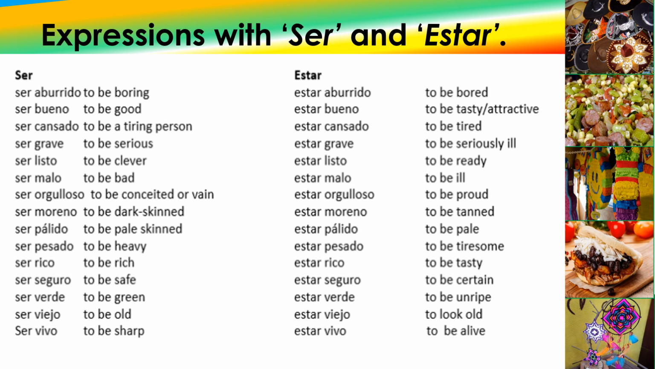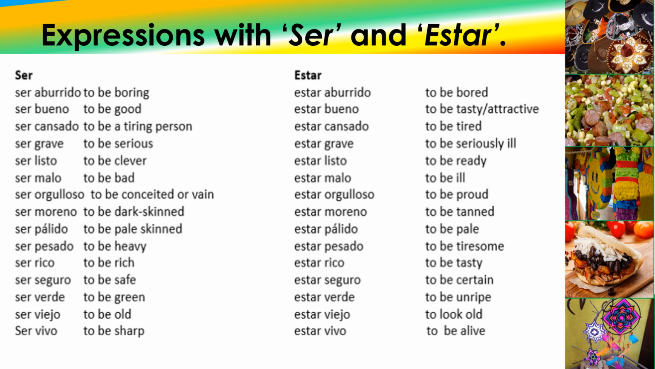So when you're describing somebody, a characteristic of a person, he or she is boring, aburrido, aburrida, we use ser. But if you are feeling that way, if you feel bored, you use estar, as in I am bored, estoy aburrido, or estoy aburrida. So estar aburrido, to be bored. Next one, ser bueno, to be good, characteristic. Estar bueno means to be tasty or attractive.